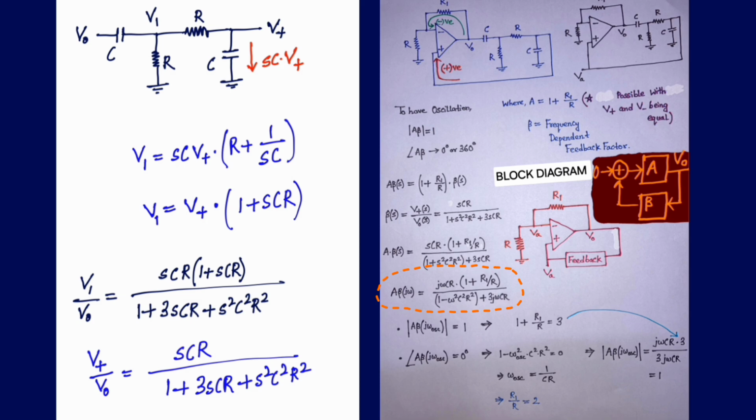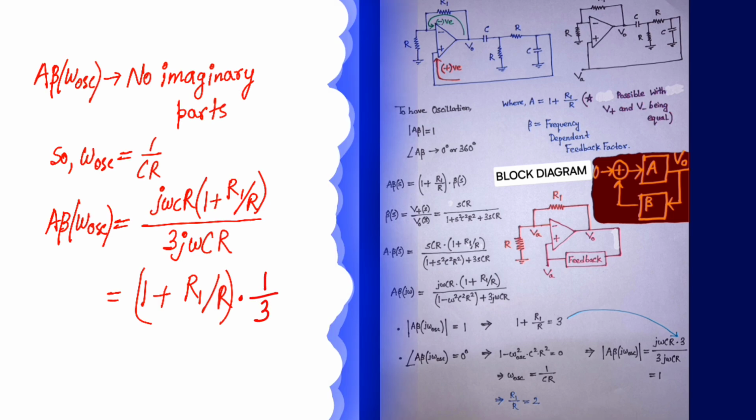Now when omega is equal to the oscillating frequency, the magnitude has to be 1 and the phase has to be either 360 degrees, which is equal to 0 degrees. So say the real part in the denominator we make 0; then the 3j in the denominator and the j in the numerator cancel, so anyhow we get a total real part. Clear? That is how, if we put 1 minus omega square C square R square equal to 0, the oscillation frequency we get is 1 by CR.